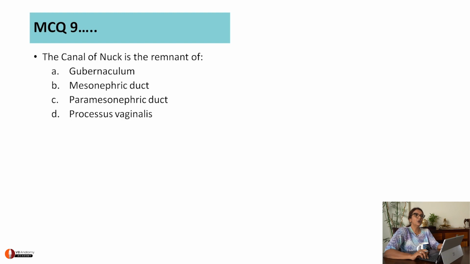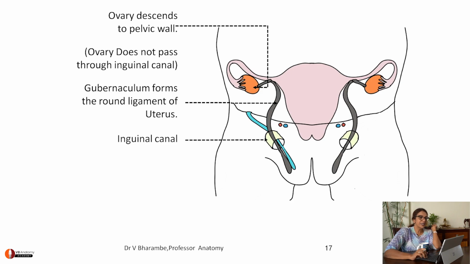Canal of Nuck is a remnant of. See, in the female, like in the male, there is a processus vaginalis which results in tunica vaginalis. In the female, the same processus vaginalis can remain behind in the form of a thin canal called canal of Nuck. Okay, so take a look. Can you see that here is the gubernaculum in the female here, and this is also the gubernaculum. The posterior part of it, which is going towards the ovary, results in development of round ligament of ovary. This one results in development of round ligament of uterus. And as it descends down, it carries a small pouch of peritoneum with it, which is called canal of Nuck, which is seen in a few females.